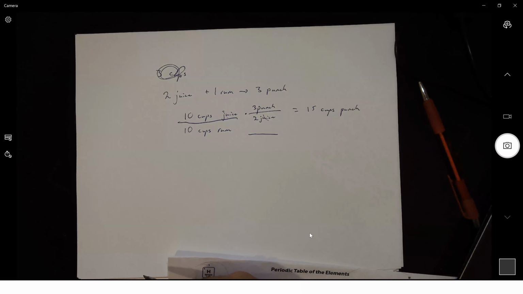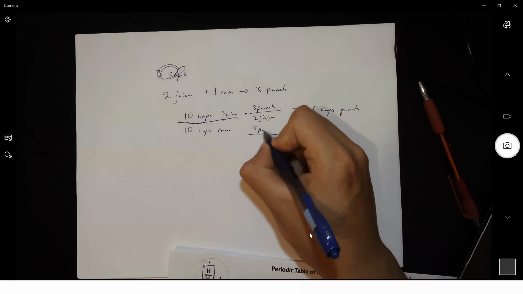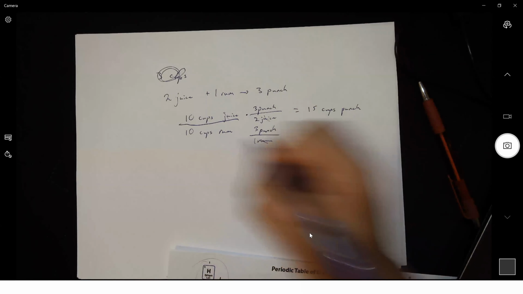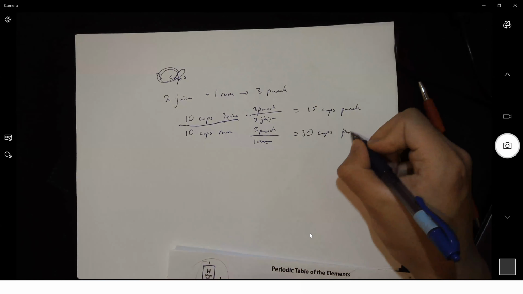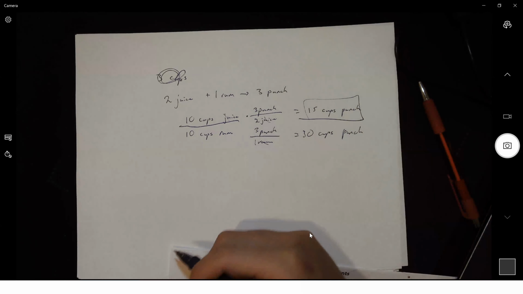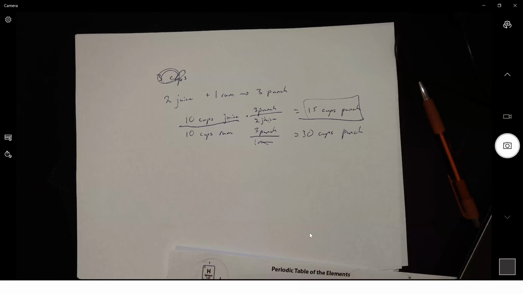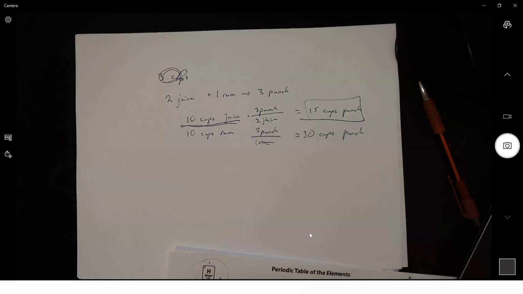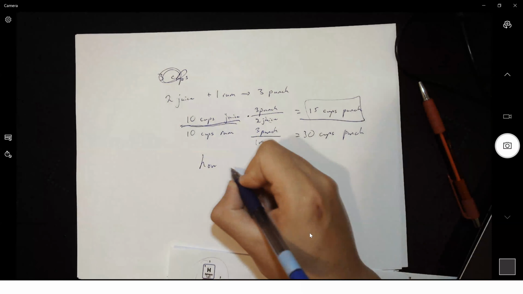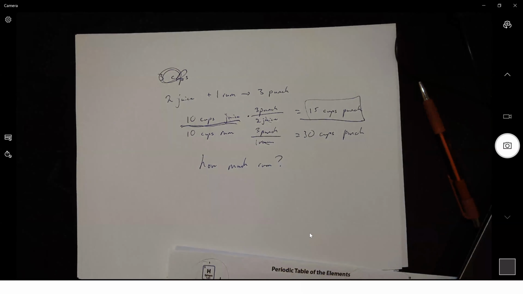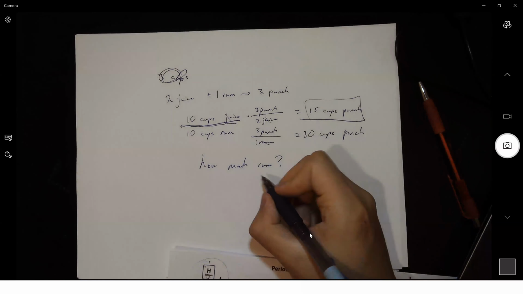So what about, let's say we have 10 cups of rum and an unlimited amount of juice. Great, so divide by 1. Then we pick the smaller number. So that means we will be able to make 15 cups of punch, right? So now if we make 15 cups of punch, we will consume 10 cups of juice, but how much rum will we use? Great, 5. So that means we will have 5 cups of rum left over.